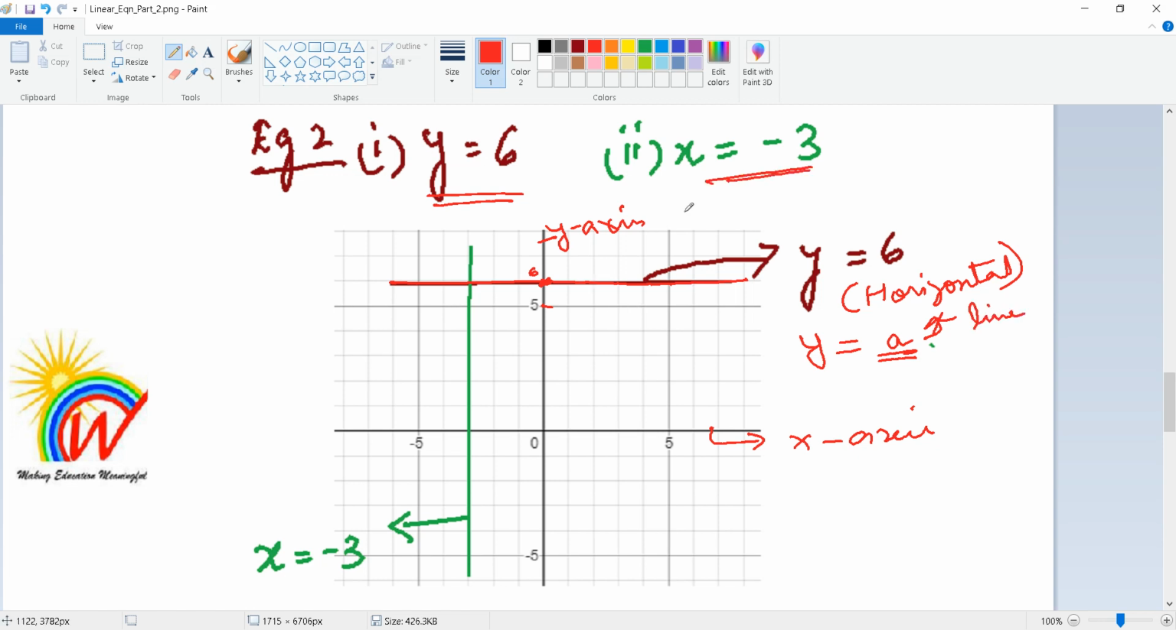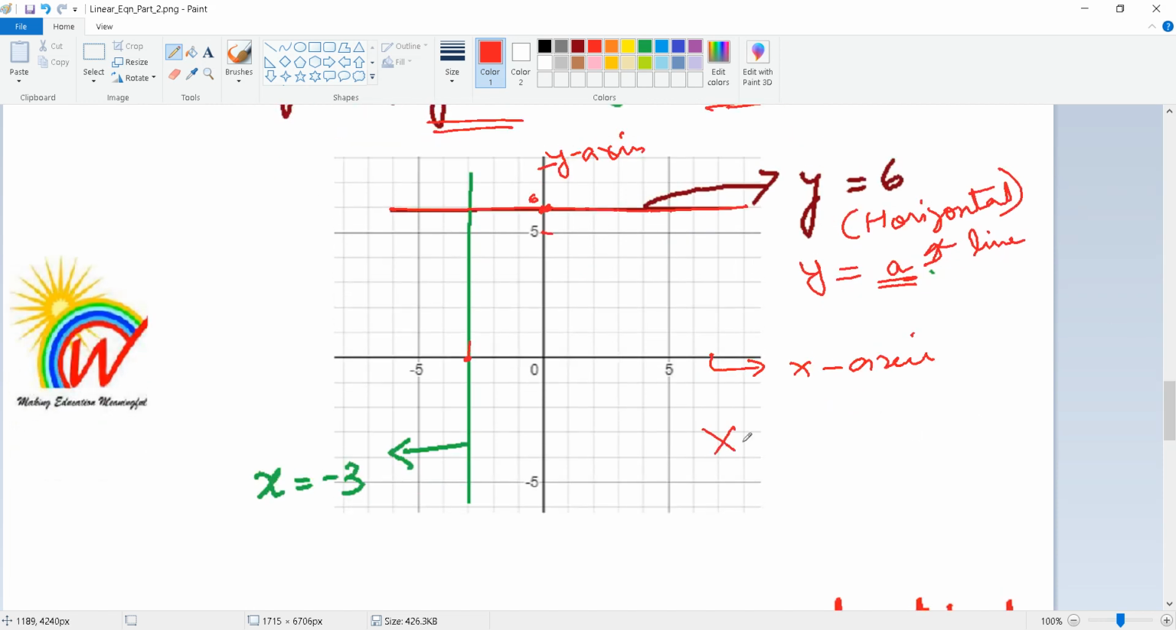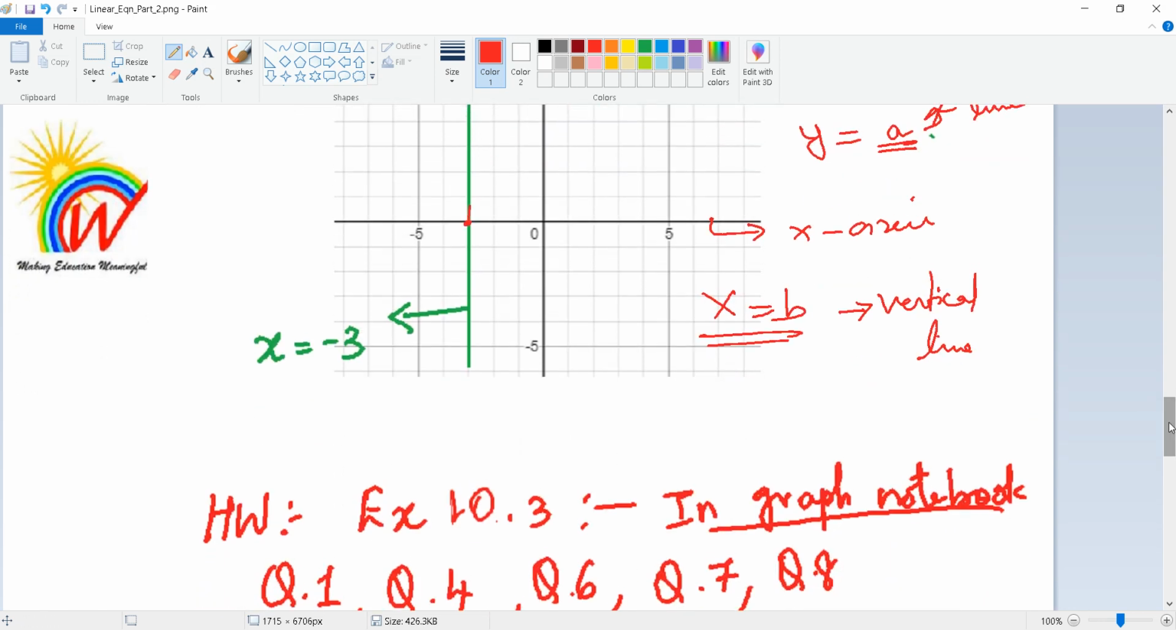In the same way you will go to the x-axis, this is your x-axis, mark minus 3 and draw a line passing through minus 3. This is going to be a vertical line. So if you have x equals some number, some b, it's going to give you a vertical line. Always remember this.